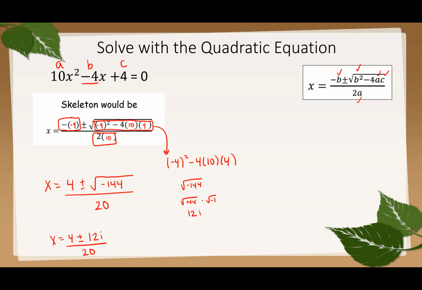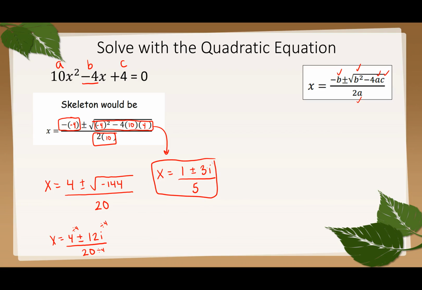Well, we can absolutely leave this like that. However, we can also simplify. Notice that everything here is divisible by 4. So I can divide this by 4, this by 4, and this by 4. So that gives me an answer of x equals 1 plus or minus 3i divided by 5. And that's a perfectly correct answer, what I've written right here.